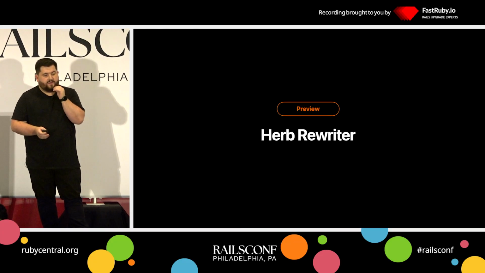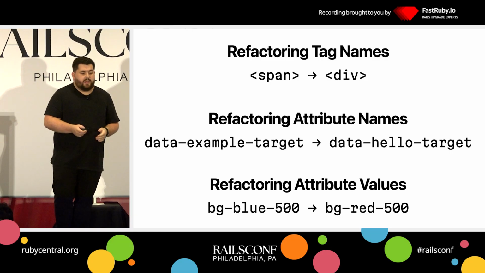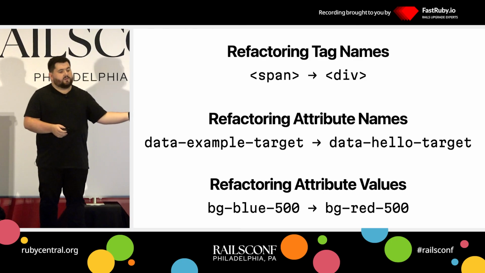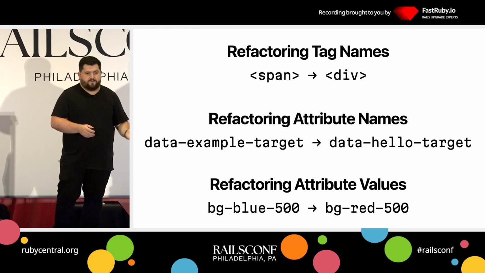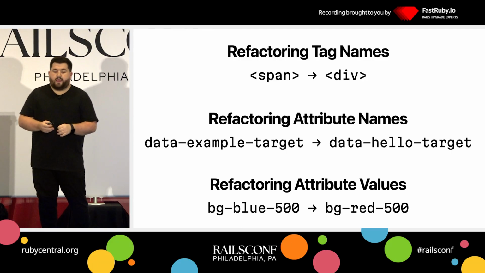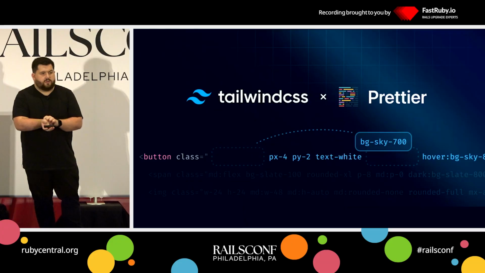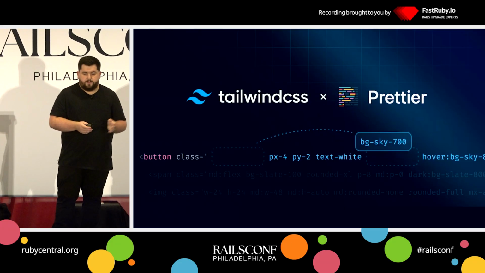Then one other thing that's interesting is a rewriter or a refactoring tool. So you can say, I want to replace all span tags with div tags. I want to replace all data attributes with something else, or values inside attributes. And that's something that's been very common in the JavaScript communities, using plugins like Tailwind's Prettier.